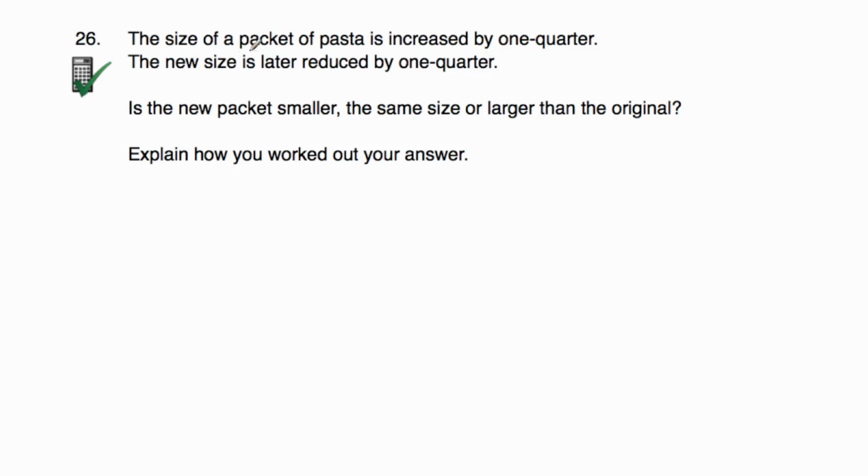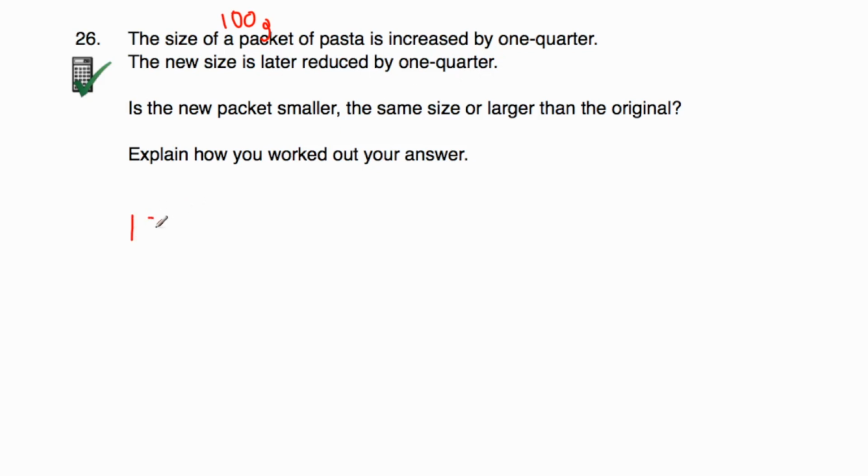Let the original packet of pasta have a certain size or certain mass, and I'm going to let it be 100 grams. I'm going to just pretend that the original packet of pasta was 100 grams, and then I'm going to increase it by a quarter, get how much that new packet was, and then I'm going to reduce it by a quarter to see the mass of the final packet of pasta, and then I can compare it to the 100 grams to see if it's smaller, the same size, or larger.